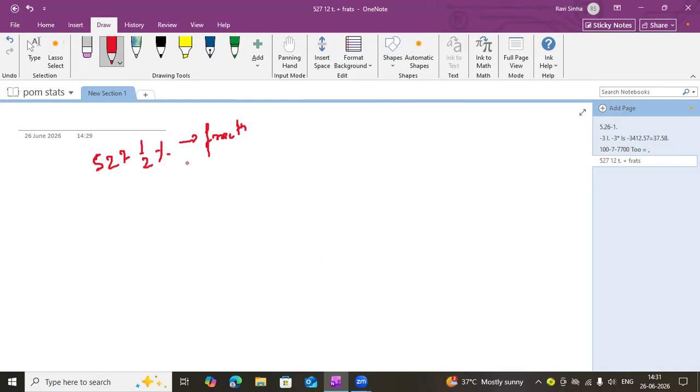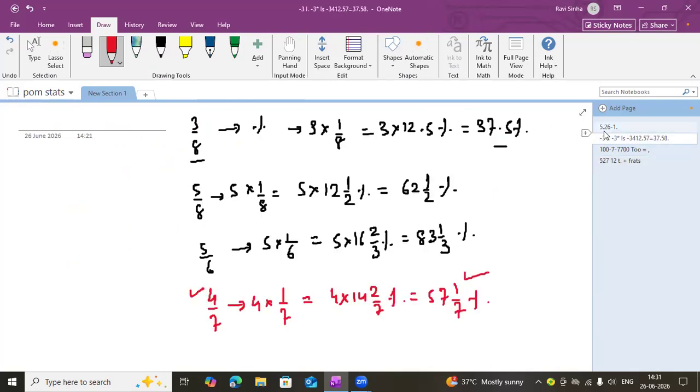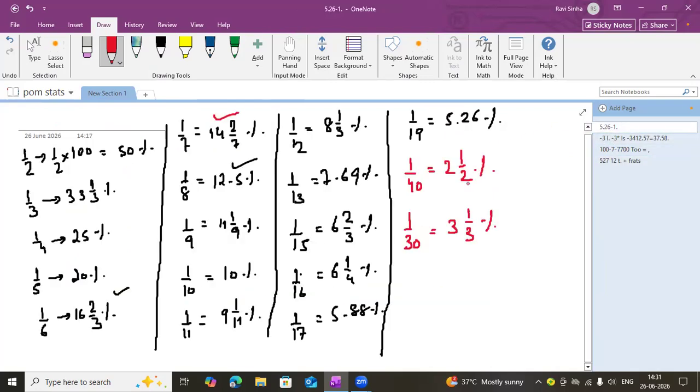So let us see how to proceed with this problem. 527% can be written as 500 plus 25 plus 2 1 by 2%. Now 500% is 5, 25% is 1 by 4, and 2 1 by 2% we see in this table. 2 1 by 2% is 1 by 40.